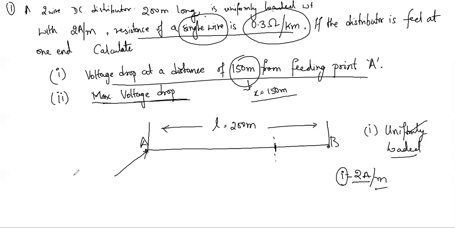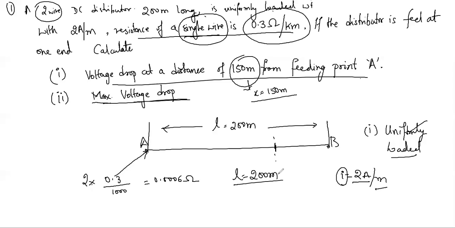For the two-wire DC distributor you will be having two wires, so 2 into 0.3 ohm per kilometer, divided by 1000. So 2 into 0.3 divided by 1000 gives 0.0006 ohm per meter. The length of the distributor is 200 meter.